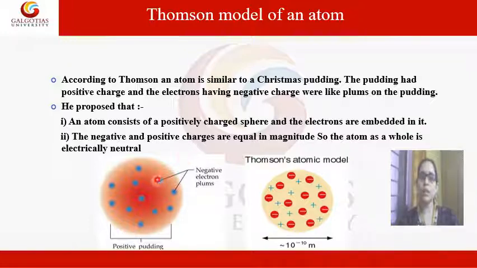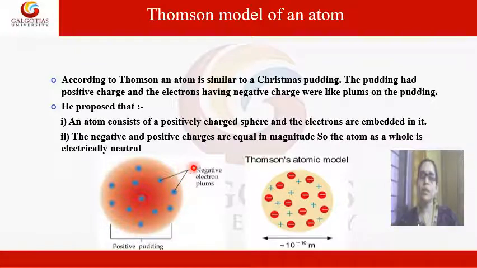That means Thomson said the atom is a positively charged sphere where the electrons are embedded inside it. Another assumption he made is that the negative and positive charges are equal in magnitude. Whatever negative and positive charge is present inside the atom is equal in magnitude, so the atom as a whole is electrically neutral.